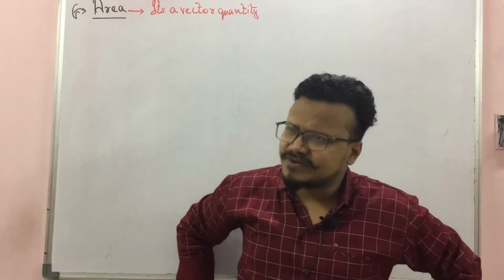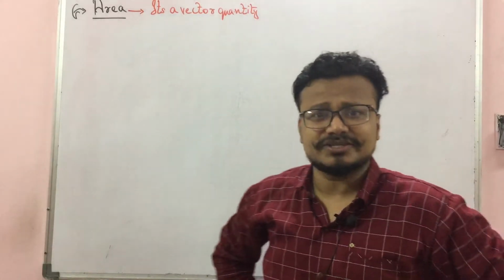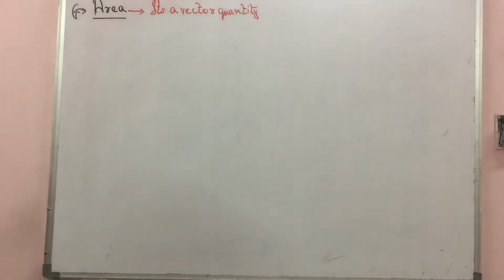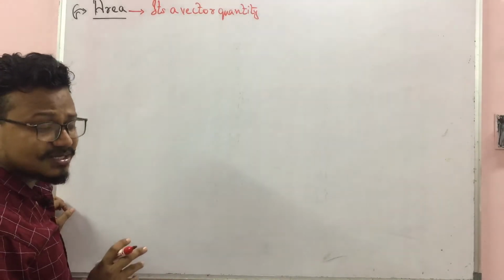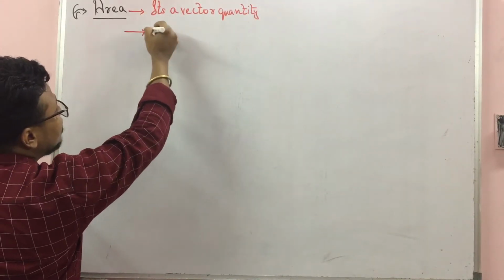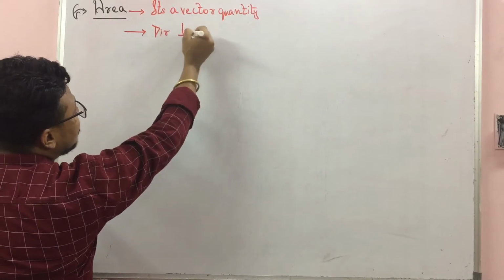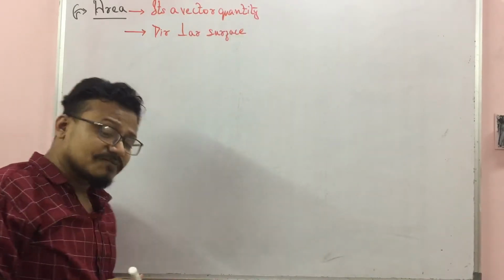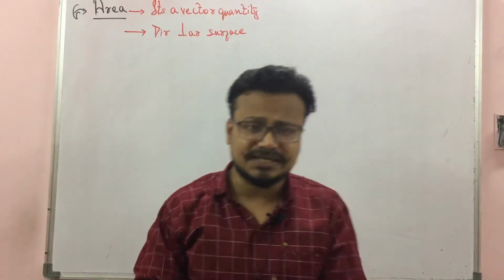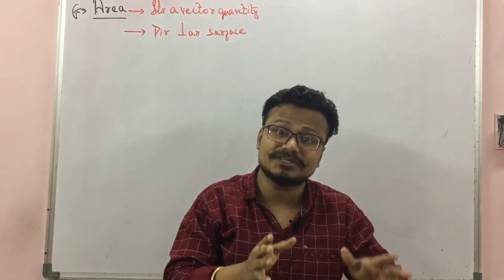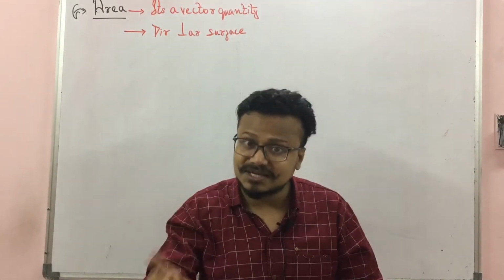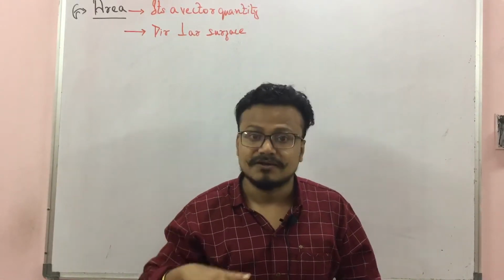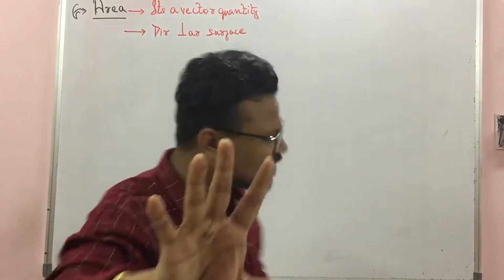Then we thought, if area has some direction, where is the direction? Then again we went through the topic, and we got to know that its direction will be perpendicular to the surface. Why should it have direction? Because a vector means a physical quantity which has fixed direction and magnitude.